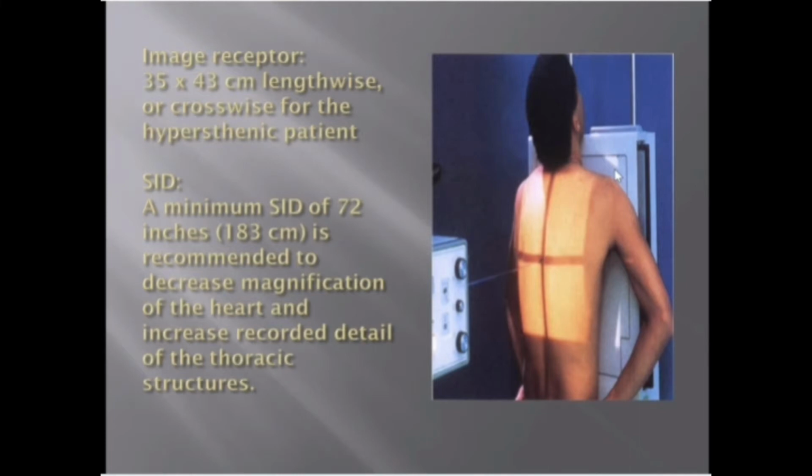SID means source to image receptor distance. Distance from the anode inside the X-ray tube to the IR or image receptor. A minimum SID of 72 inches or 183 centimeters is recommended to decrease magnification of the heart and increase recorded detail of the thoracic structures.